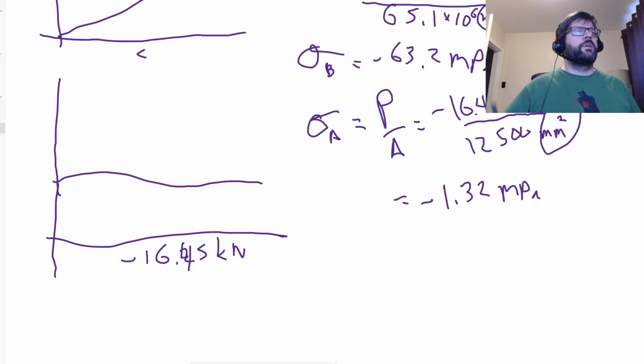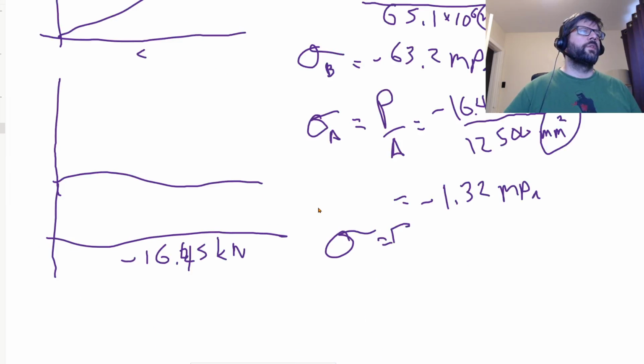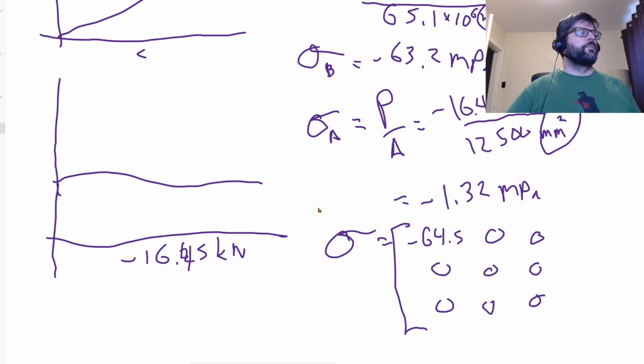So the stress state at C is just the combination of those two, based upon our original coordinate system, in the x direction. Both of those are negative, so they combine to negative 64.5 megapascals. At that point, all our other stresses are 0. And that is about that.